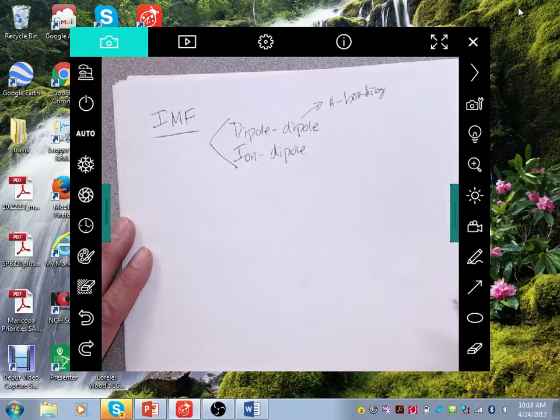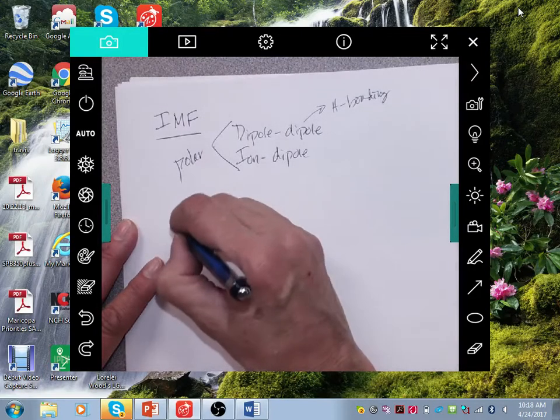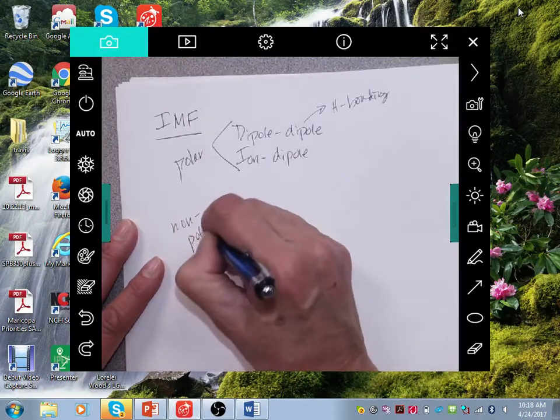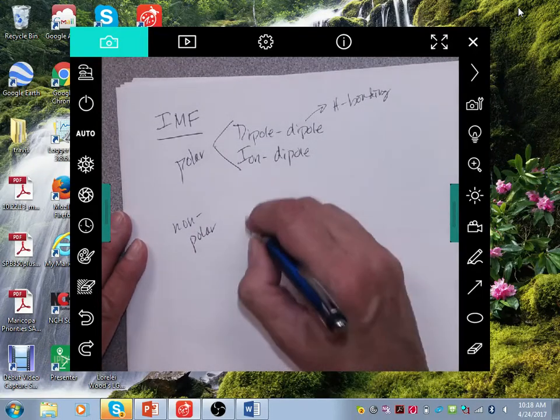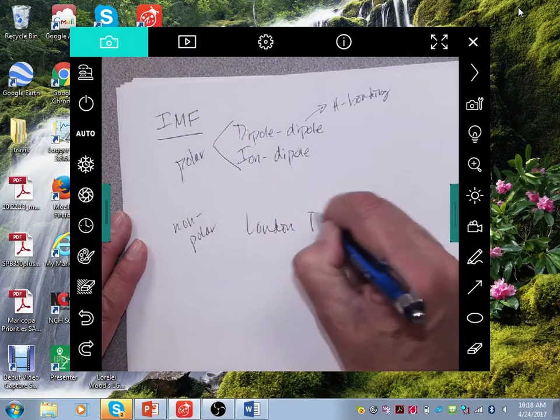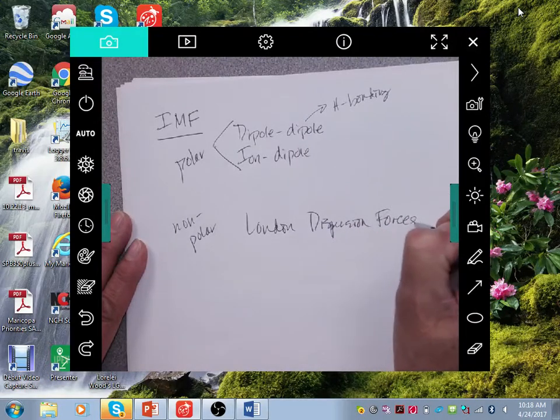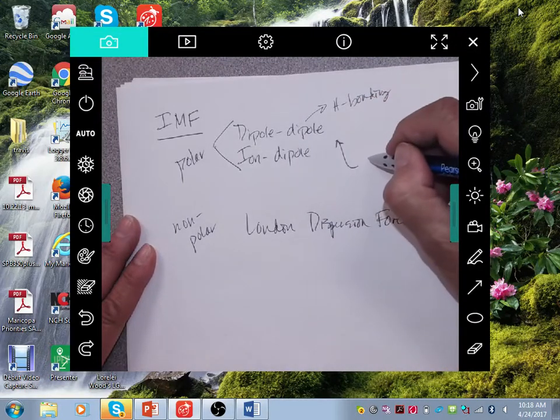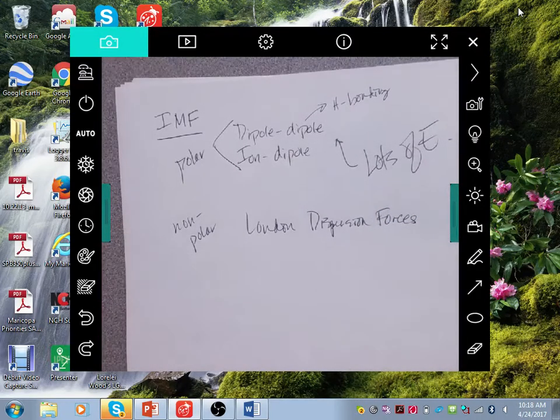These are the types of IMFs in polar substances. Now, what are the types of intermolecular forces in a non-polar substance? London dispersion forces. Okay. So these give you lots of energy back, because they're very strong forces.